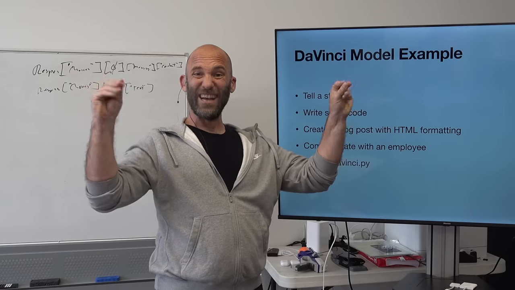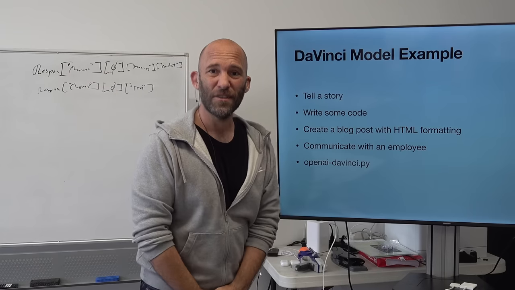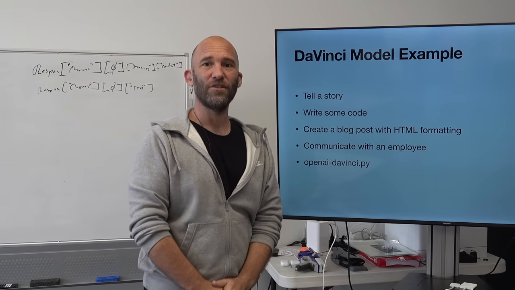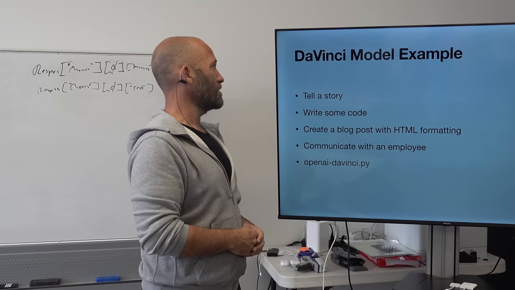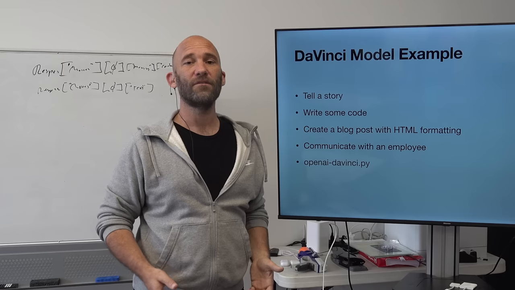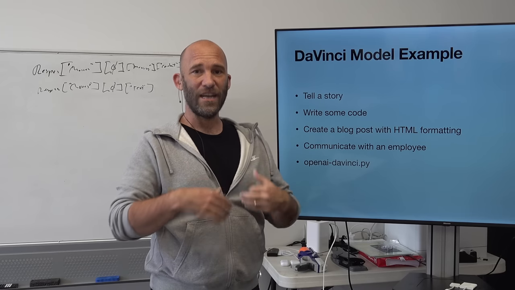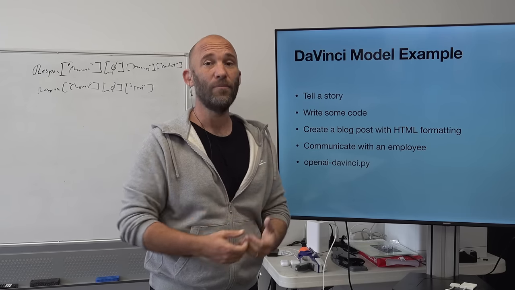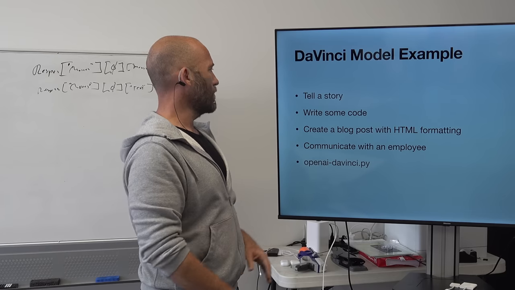So we've done a lot of talk. Let's actually start doing some demonstrations so you see how these different models work. First we're going to start off with the DaVinci model so you get an understanding of the response that ChatGPT 3.0 can give you, and we'll go through some examples.